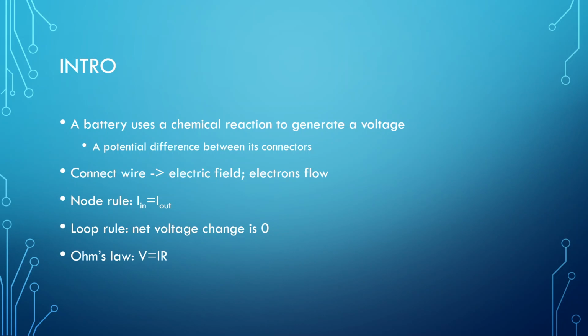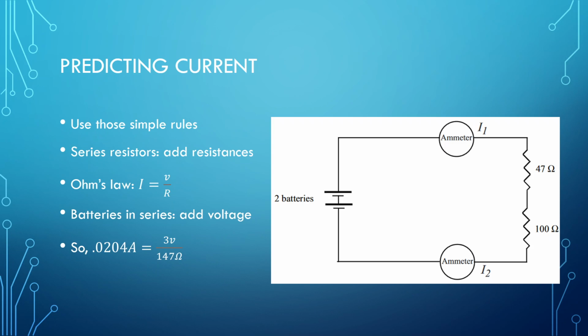These help us figure out Ohm's law, which tells us voltage equals current times resistance. So given this simple circuit, we can use the previous simple rules to calculate the current and voltage. Because they're in series, or in one loop, we can figure out one effective resistor with a resistance of 147 ohms, or the sum of these two. Using Ohm's law, we get the current is 0.0204 amps, and using the node rule, we know the current's the same everywhere, so both ammeters will read 0.02 amps.